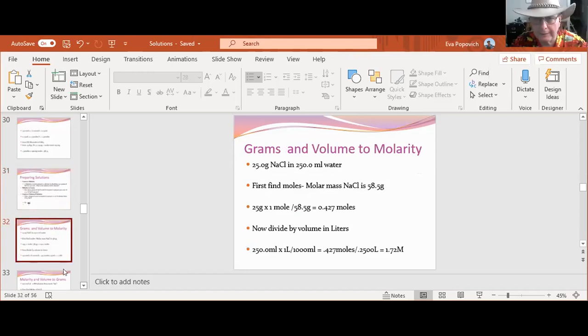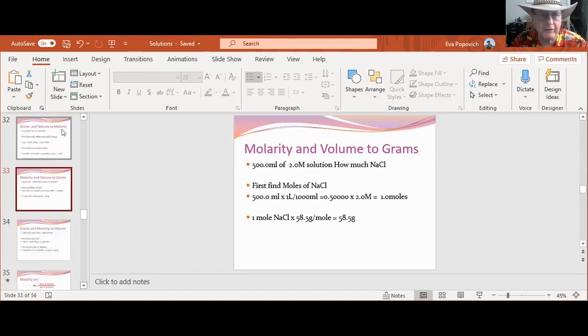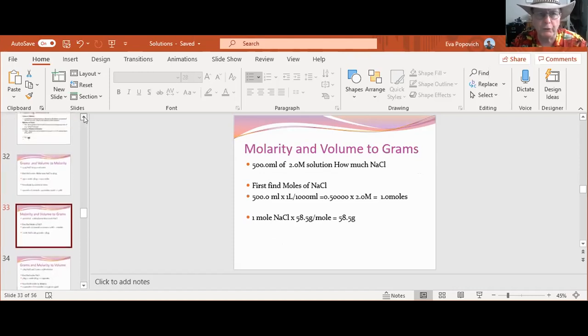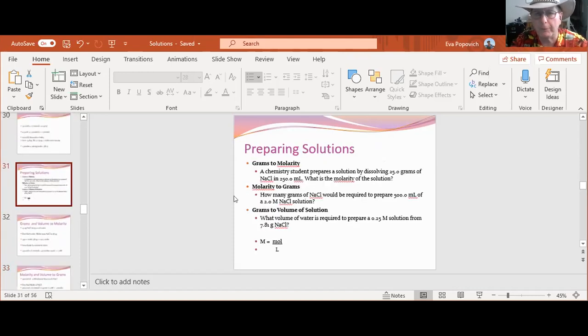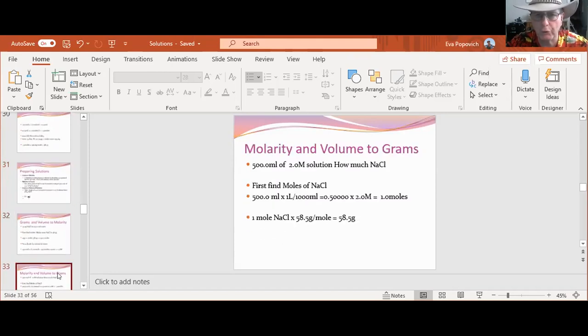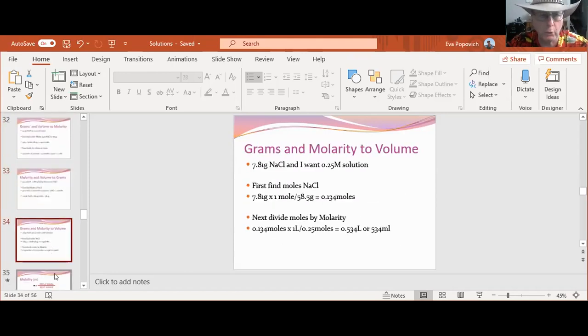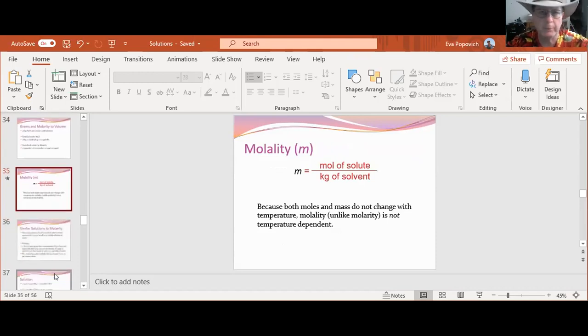What I did, if you need to, these three problems show the three types of problems that are generally encountered. You're going to go from grams to molarity, molarity to grams, or grams to volumes. These are generally the three types, and I go through them step by step, so hopefully you're not going to have any problems. Now I've got to ask you a question.